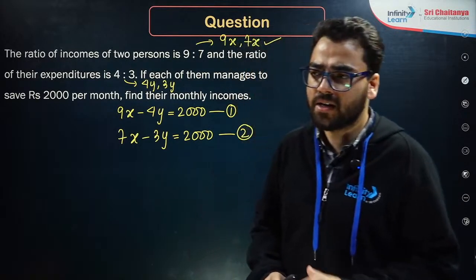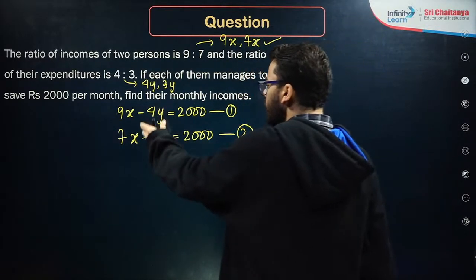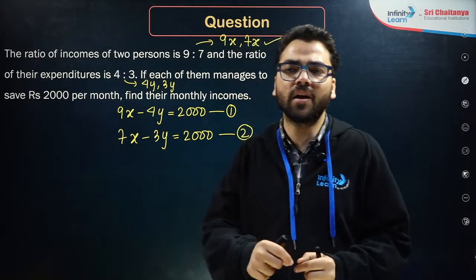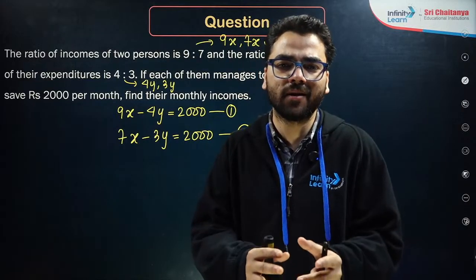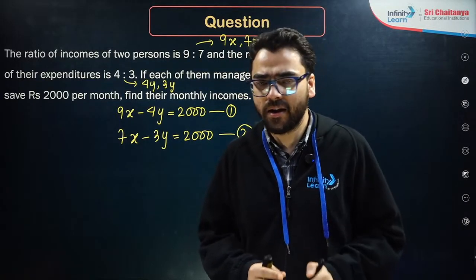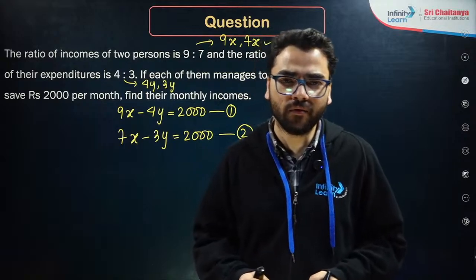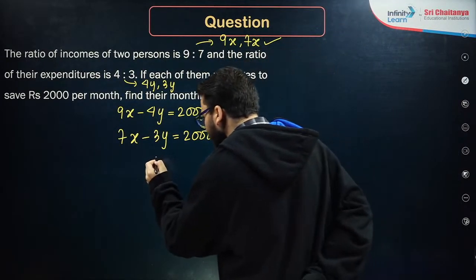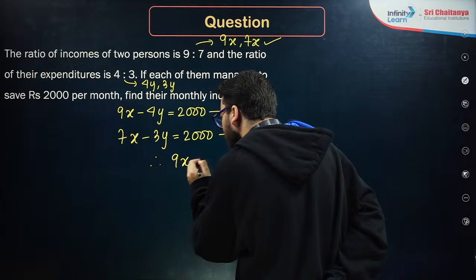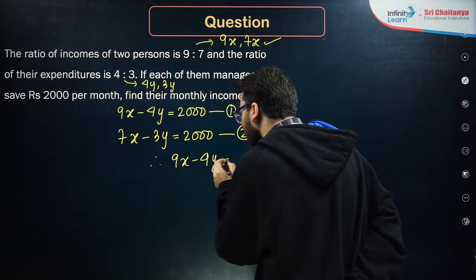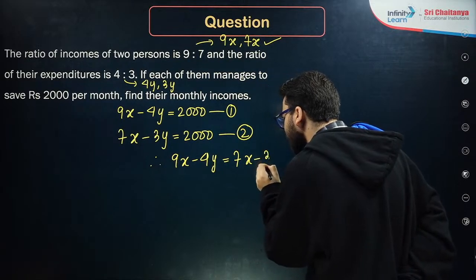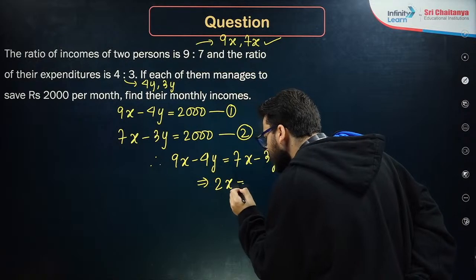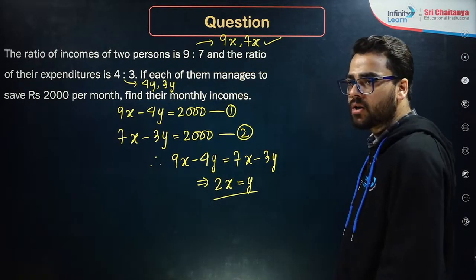Now understand one thing. Many students will do what over here? They will try to eliminate x or y, or they will try to use substitution method. See, every time you don't have to blindly follow what is written in the book. You have to please understand that you don't have to keep your eyes closed and every time follow what is written in the book. You see, this is equal to 2000, this is also equal to 2000. So can we not easily say that 9x minus 4y, that is equal to 7x minus 3y? Yes or no, guys? This will largely save your time. This will give you 2x, that is equal to y.